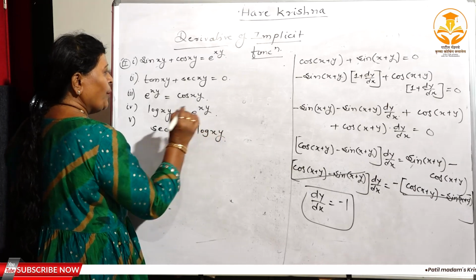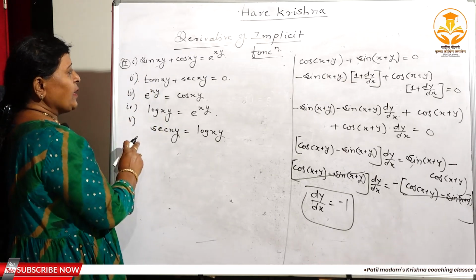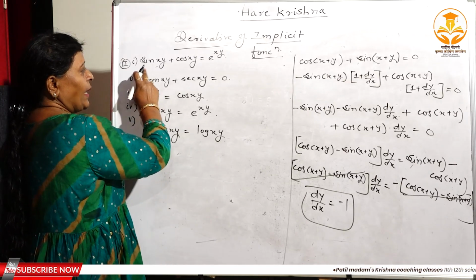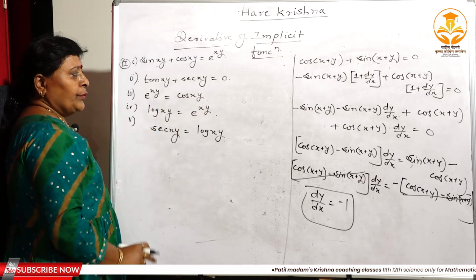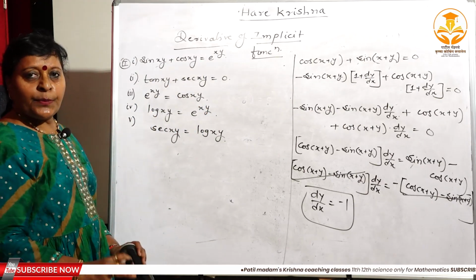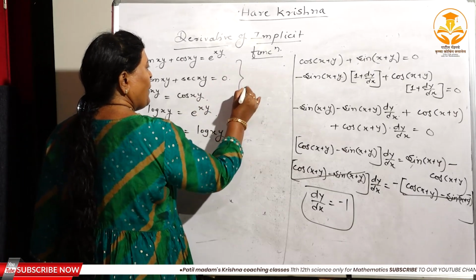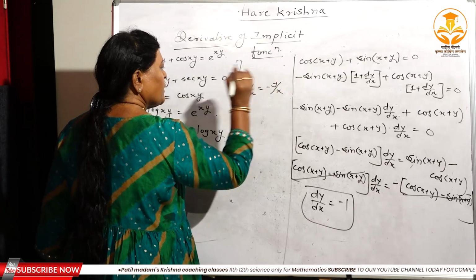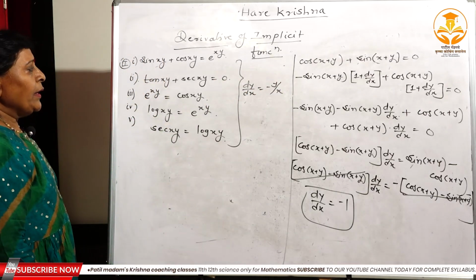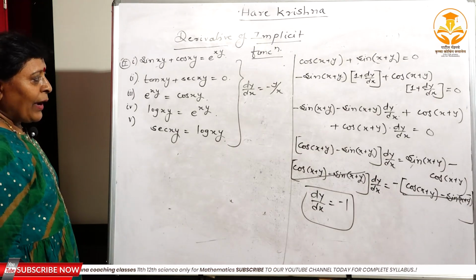You can take any combination, right? How many examples are there? 5 examples. See, sin xy plus cos xy equals e raised to xy. All 5 problems are expressed in the form of xy. So the result is dy by dx equals minus y by x. What is the result of this problem here? That is dy by dx equals minus y by x, right?